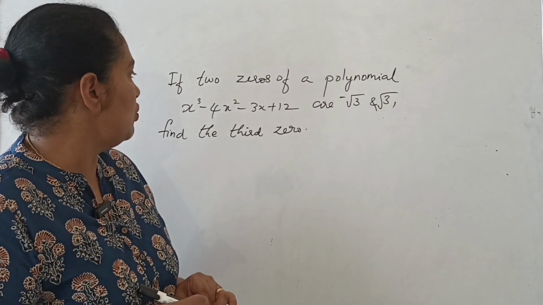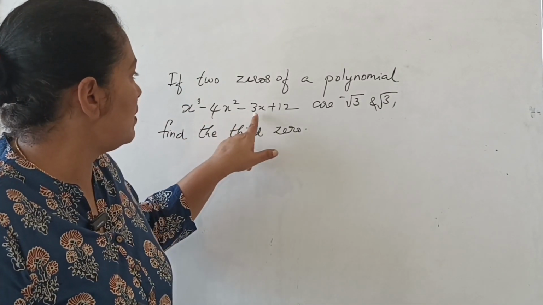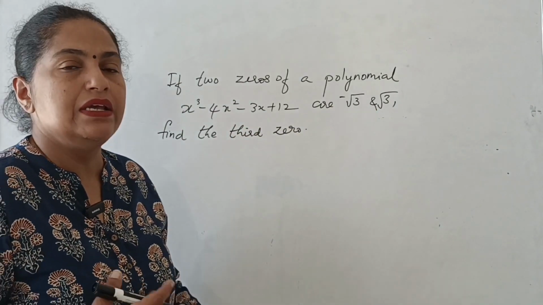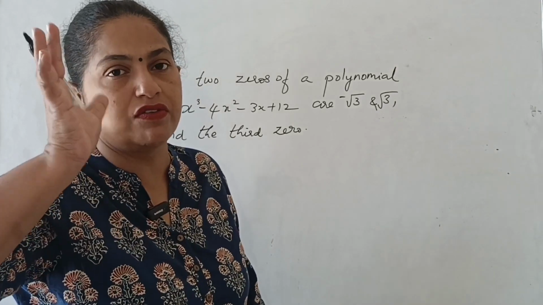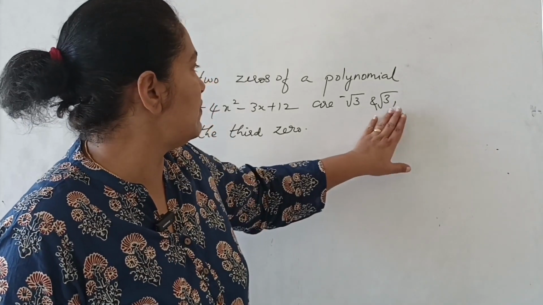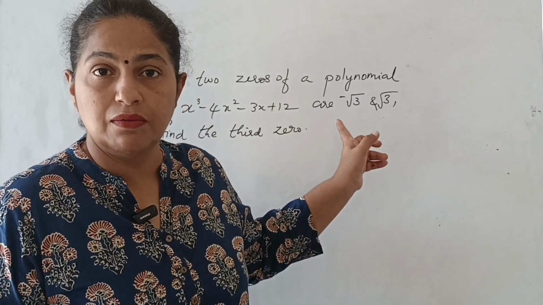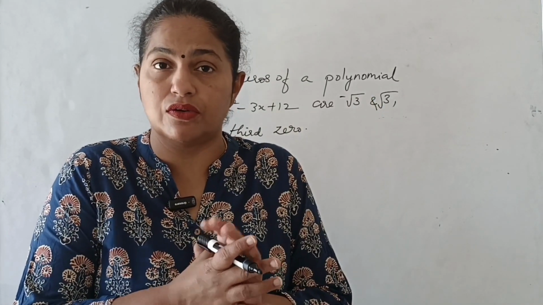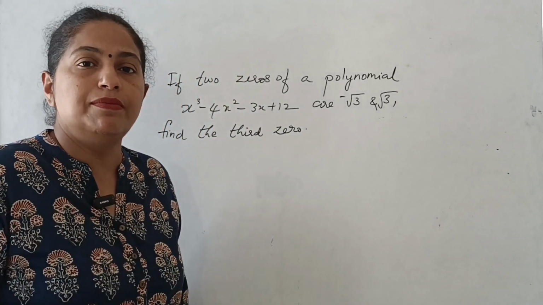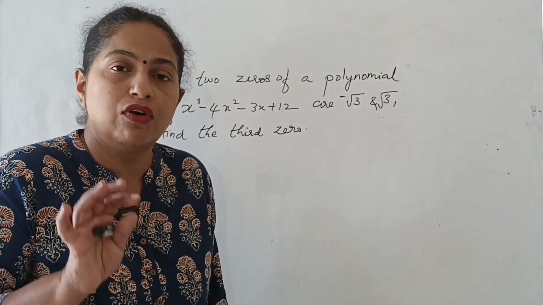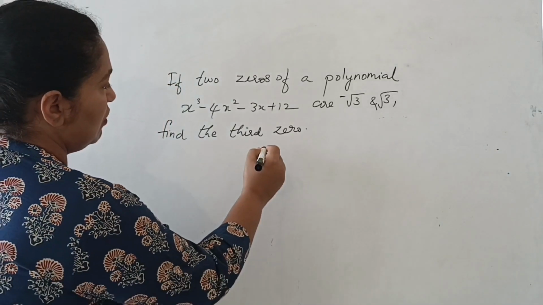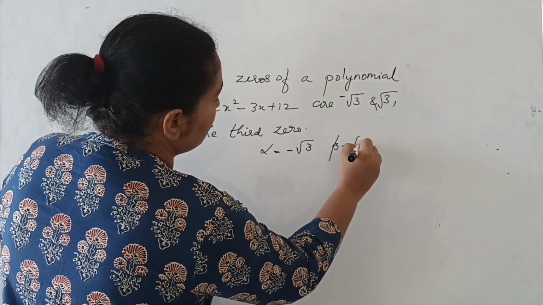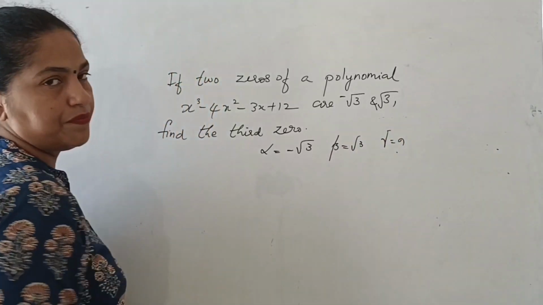If two zeros of a polynomial x cube minus 4x square minus 3x plus 12 are minus root 3 and plus root 3, find the third zero. So what is the basic concept of the zeros? If I am substituting minus root 3 or plus root 3 in this particular polynomial, I will get a 0. But this is not going to help me find the third zero. So we are going to make use of the knowledge of the formulas of alpha, beta and gamma. I am going to take alpha is equal to minus root 3 and beta is equal to root 3. I need to find gamma.